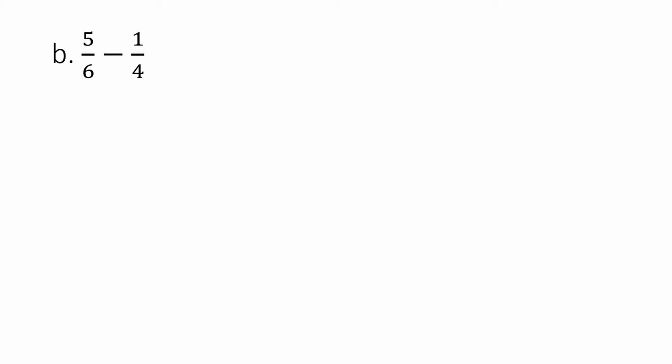Now let's move on. Here we have 5 over 6 minus 1 over 4. So let's try the LCD. What is the LCD? It's going to be 12. Now, if you answered 24, that's okay, but that's not the right one. So we have 5 over 6 and 1 over 4. Your LCD should have been 12.